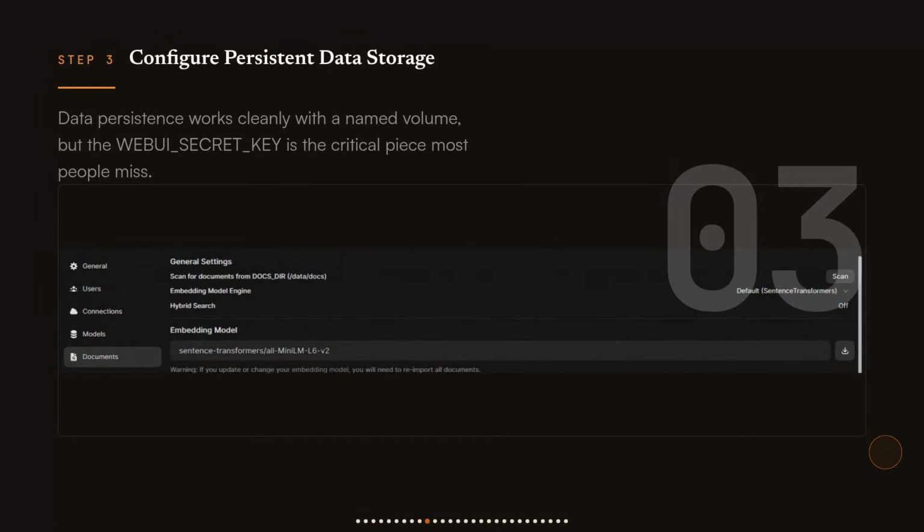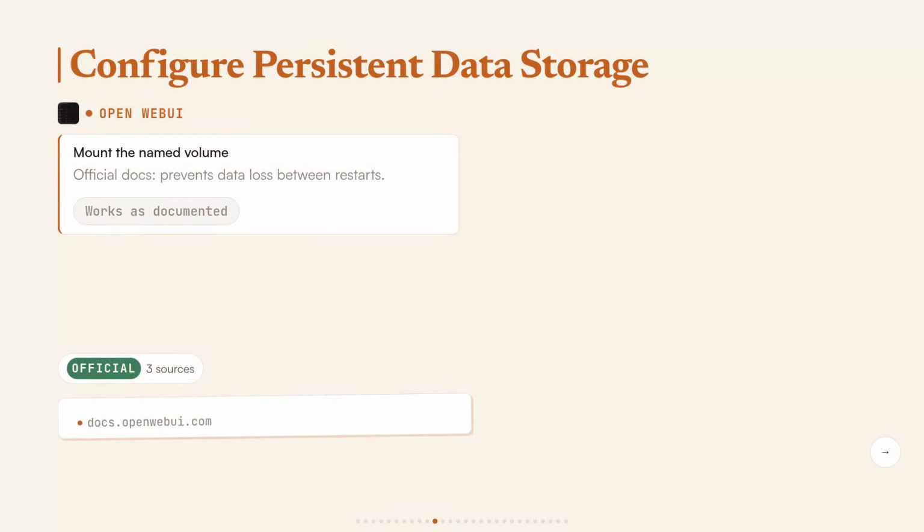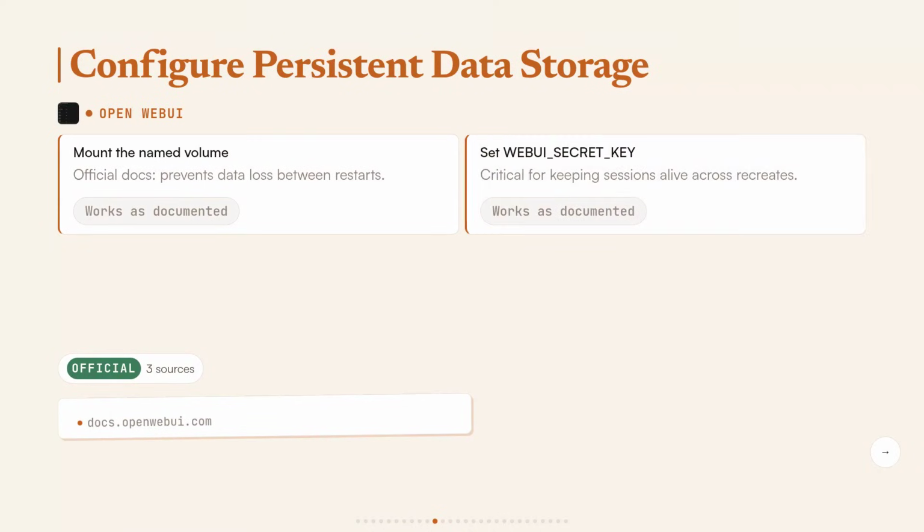This step works cleanly. Official docs confirm the named volume holds your entire database, users, config, and uploads, so nothing gets wiped on restart. The part almost everyone misses is WEBUI_SECRET_KEY. Generate it once with openssl rand -hex 32, and every session survives a container recreate.